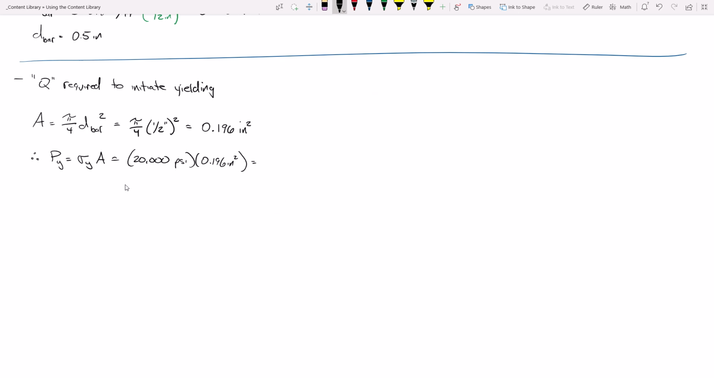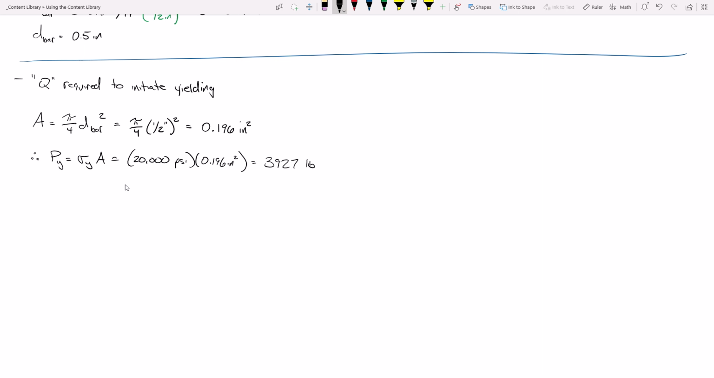times 0.196 square inches. Somebody with a Casio FX115 ES Plus or similar scientific calculator, I know it's 8 o'clock in the morning, but that means you're awake enough to do some of these computations for me. So what is that? 3,920. There we go. I got like 3927, but it doesn't matter. Everybody's on the same page. And that's pounds, right? We're talking about a force. Pounds per square inch times square inches. So is that the value of Q?